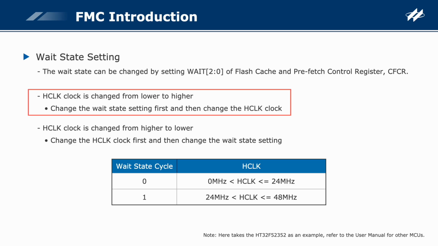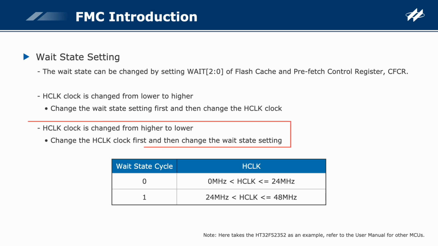If the HCLK clock is changed from lower to higher, change the wait state setting first and then change the HCLK clock. If the HCLK clock is changed from higher to lower, change the HCLK clock first and then change the wait state setting. The default wait state is 0 since the HSI with a frequency of 8 MHz is selected as the HCLK clock source after a system reset.